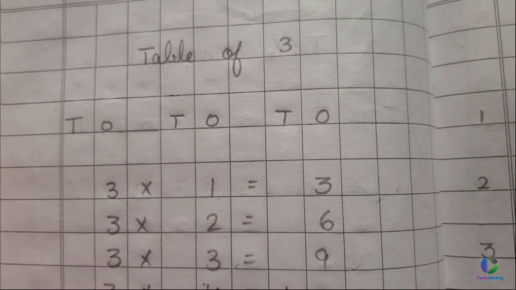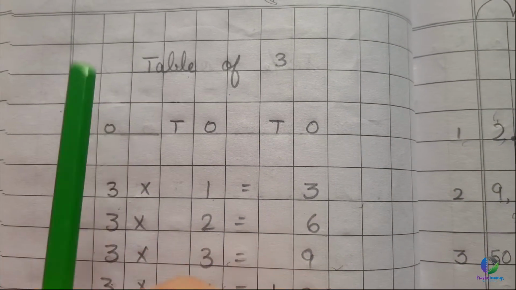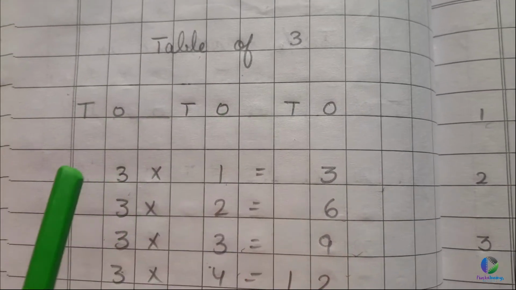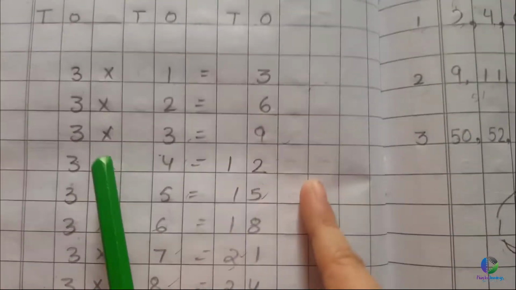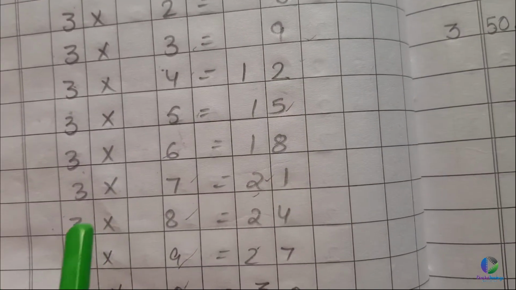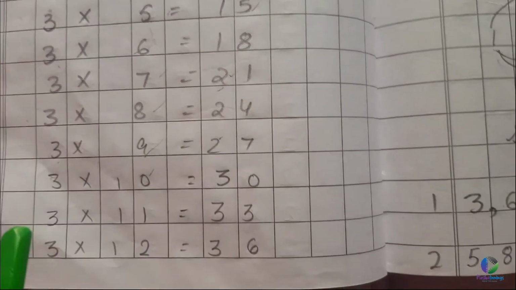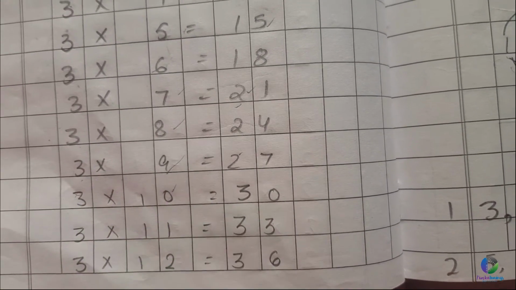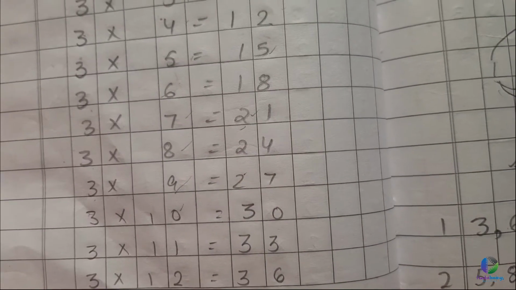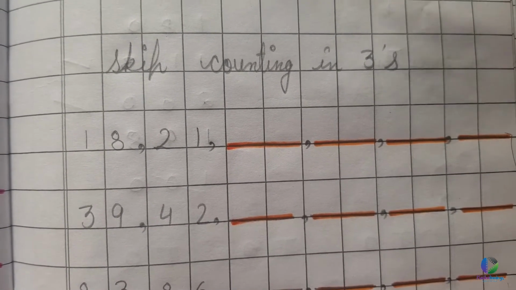So now we will do the table of 3 in the method as we have done earlier, leaving one line, leaving one block, pronouncing in the same way as I have read just now. 3 fives are 15, 3 eights are 24, 3 nines are 27, 3 tens are 30, 3 elevens are 33, 3 12s are 36. Once you have done the table of 3, then that will be too easier for you to do this skip counting in threes.